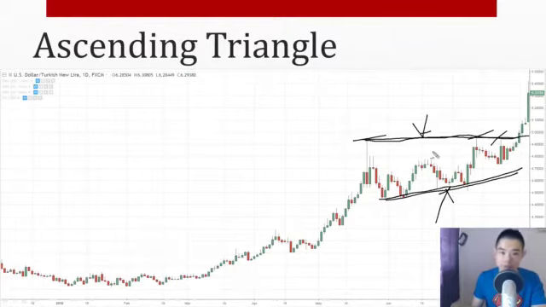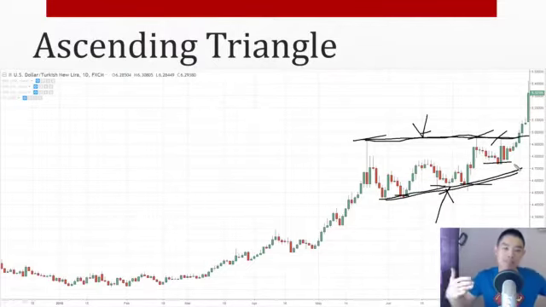This is a sign of strength because if you notice, you have higher lows, higher lows, higher lows, higher lows coming into an area of resistance. This tells you that the buyers are willing to buy at these higher prices. So this is a sign of strength.